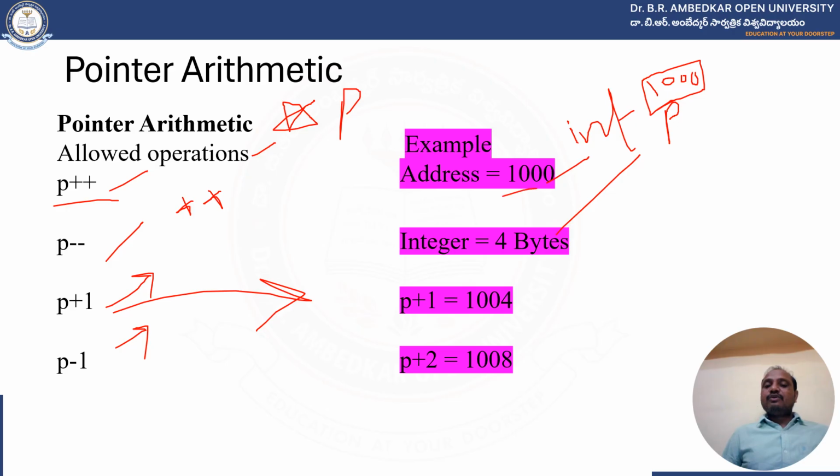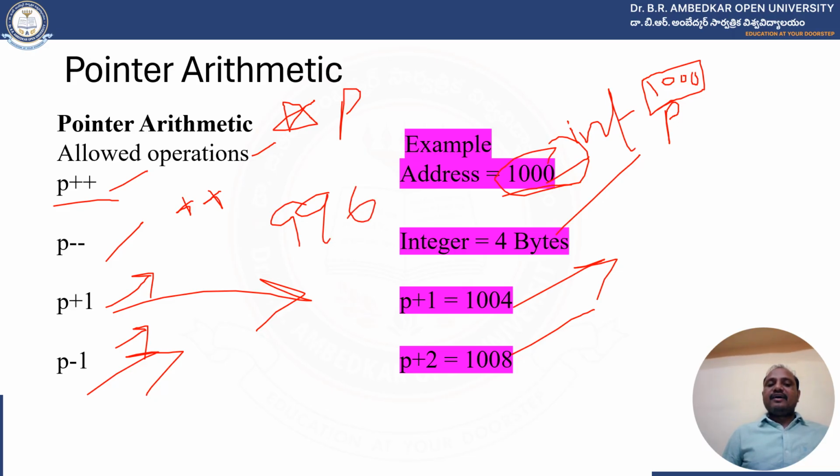That means if the previous memory location is 1000, p plus 1 means 1004. P plus 2 means 1008. Like that, p minus 1, if initially it is 1000, then the address will be 996. So that is about pointer arithmetic.